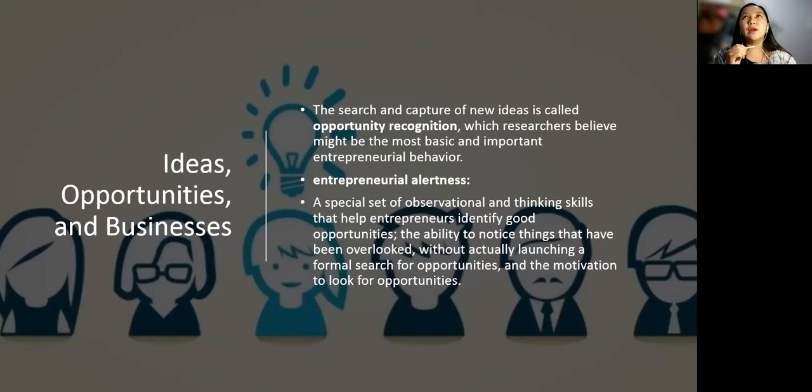I think we discussed in the previous chapter about entrepreneurial competency. It's a talent if you know when to strike and when not to, right? Here we have another term, entrepreneurial alertness. It's a special set of observational and thinking skills that help entrepreneurs identify good opportunities: the ability to notice things that have been overlooked without actually launching a formal search for opportunities, and the motivation to look for opportunities. This one I really hope we can all have. It's also like a talent, your ability to see overlooked things, the things other people miss, you see them.